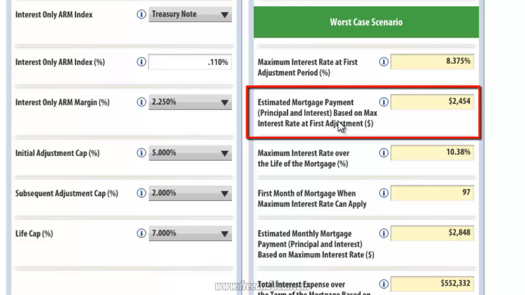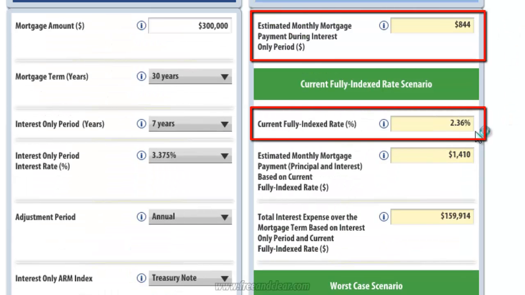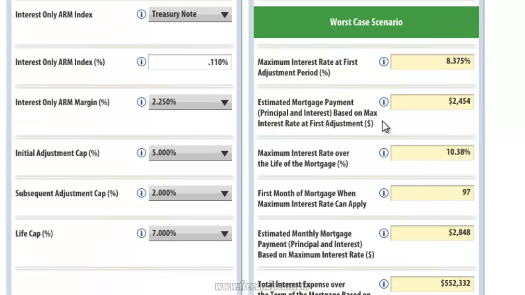So you can see a significant increase in our monthly payment as compared to both the interest-only period and the current fully indexed rate scenario, which is because our interest rate has gone up significantly. The next output shows the maximum interest rate over the life of the mortgage, which is 10.38% in this example. And the following output shows the first month when this maximum interest rate could potentially apply, or month 97 in this example, which is at the beginning of year 9 of our mortgage.